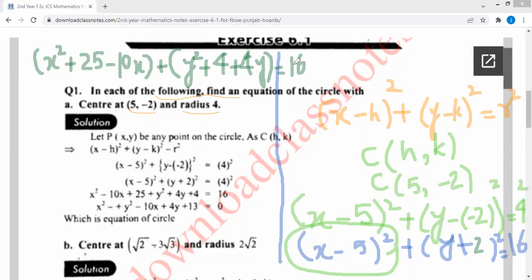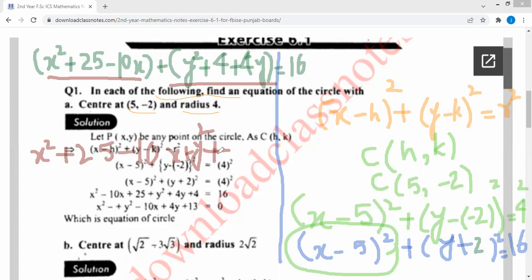Now we have to do little algebra. Little algebraic form. So it will be x squared plus 25 applying the formula. Now I have to simplify it. I'm going to simplify that now. So it will be x squared plus 25 minus 10x plus y square plus 4y minus 16 equals to 0.